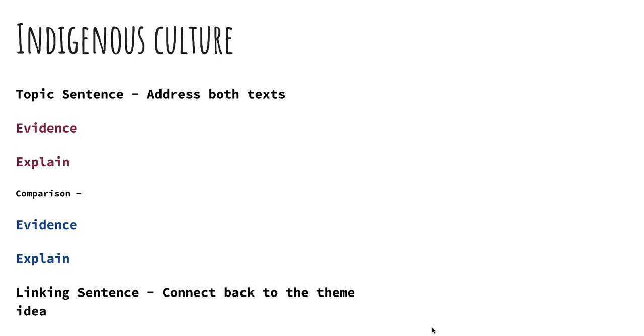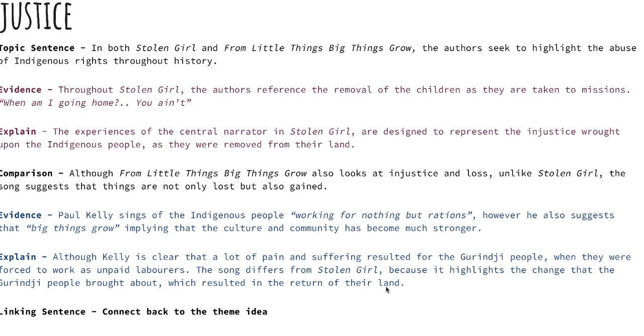Whatever theme you are writing on. And I've tried to put them in different colors so that you can see here that this is about both, all right? So black means both, maroon means Stolen Girl, and blue means From Little Things Big Things Grow. So I hope that's clear. So I've done you a sample one here on the idea of justice, okay? So it's a lot to look at on your screen, so you might like to print it out. But this is a sample for justice, okay?